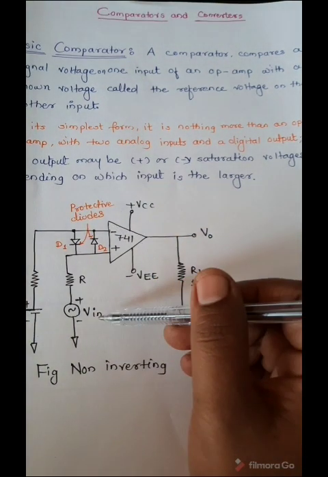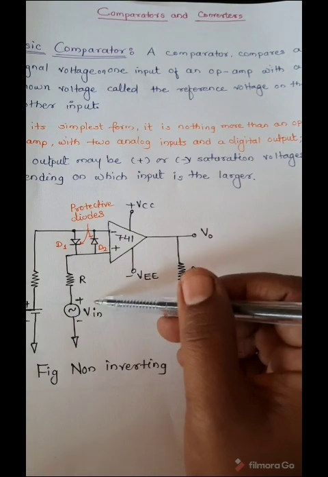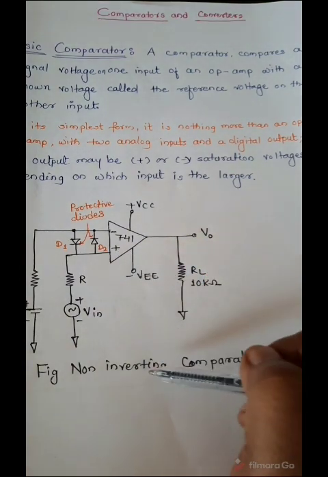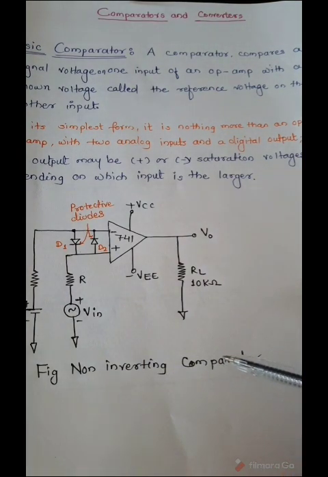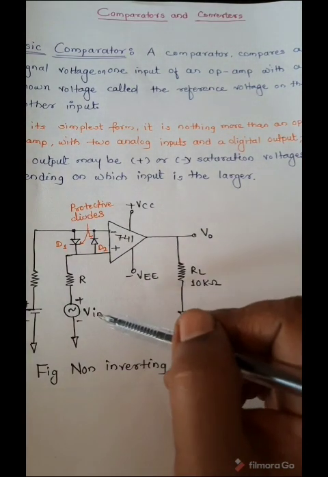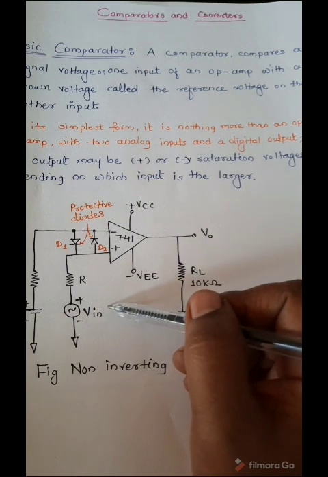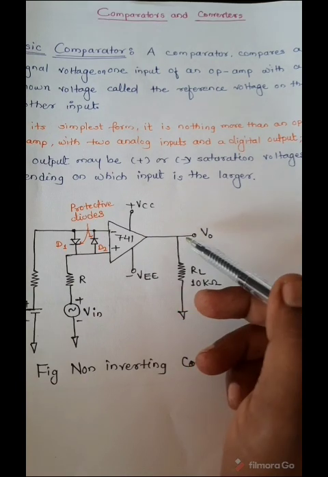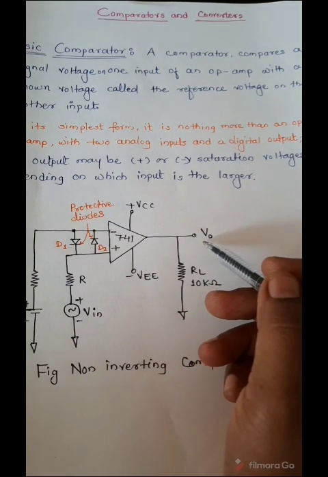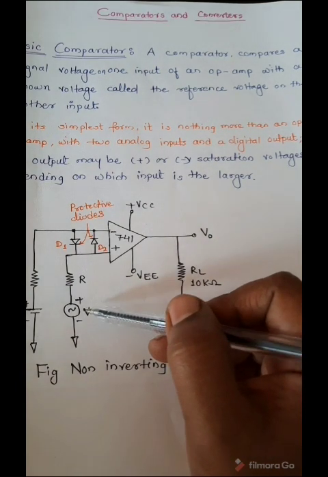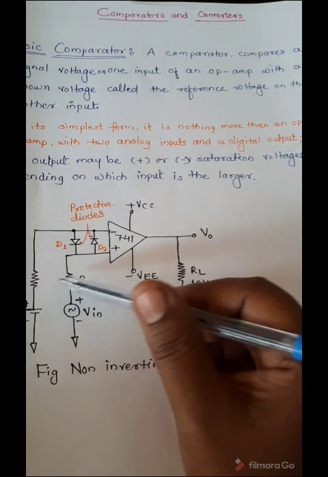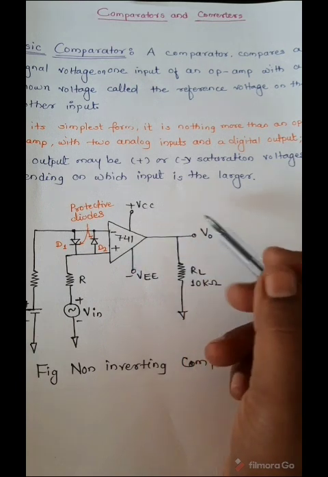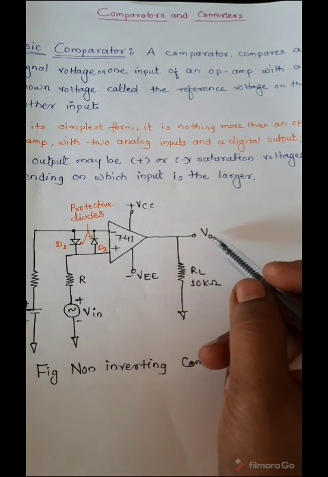So as we are providing the alternating voltage Vin to the non-inverting input terminal, the circuit is called the non-inverting comparator. Okay. So in this circuit, whenever the Vin voltage is less than the reference voltage, the output voltage V0 is at negative saturation, and when Vin is greater than the reference voltage, as we are providing Vin to the non-inverting input terminal, the output is positive saturation voltage.